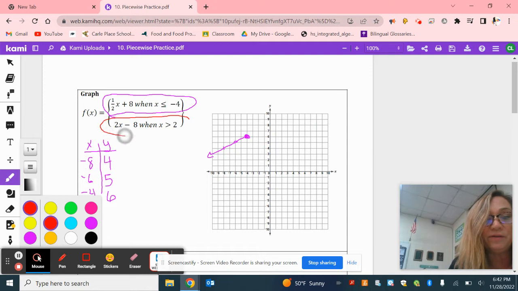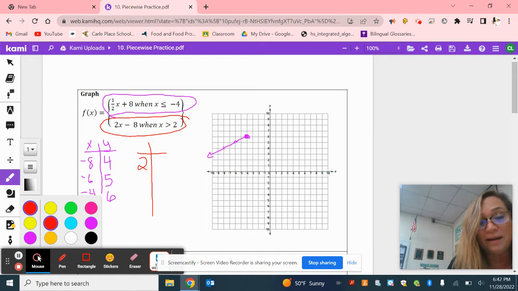So then for the next part, I'm going to go red. So this is going to be the red one. And that wants me to start at 2. So I'm just going to do, again, 3 points. I'll do 2, 4, 6. Okay, and I'm using 2 times x, subtract 8.